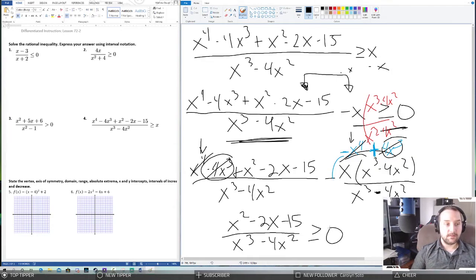From there, you're going to factor the top, factor the bottom to find your critical values and your zeros, put them on the number line and test. Comments or questions about that one?